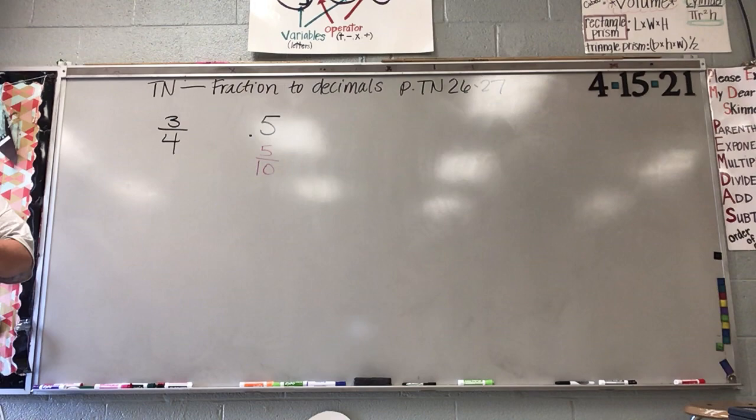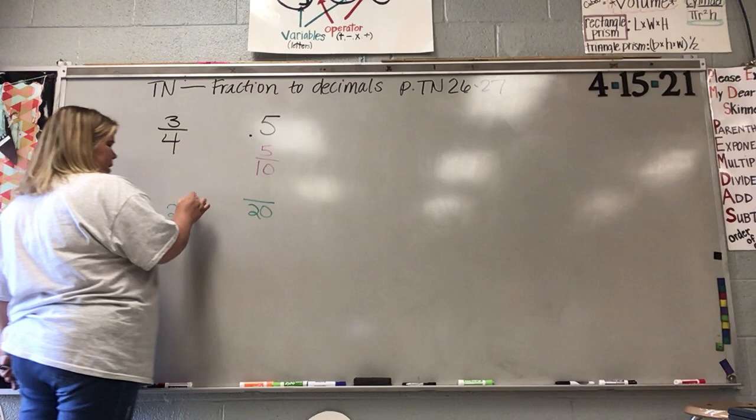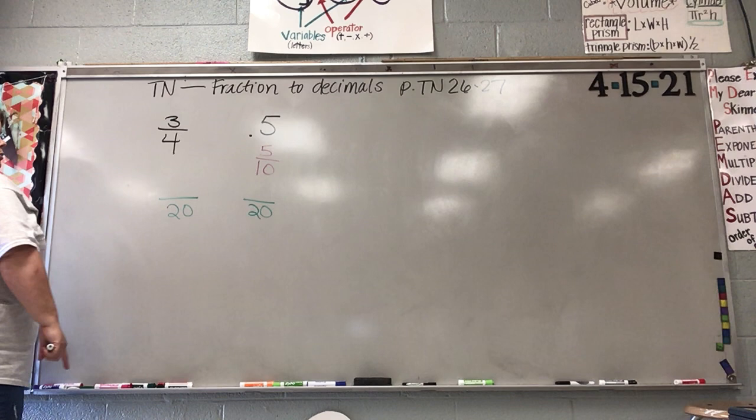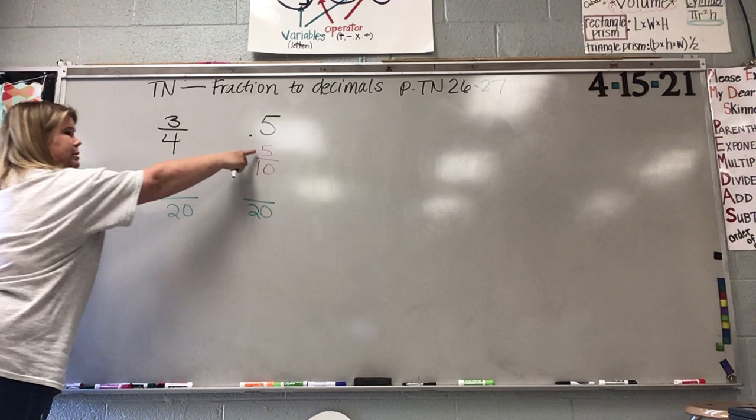20. 20 would be the common denominator. Or you could do 40. You could do 40, but 20 is your smallest, right? It's your least common denominator. Good job, Rach. Now, so the question is, if I've changed my bottoms, what have I got to do to the top? Change them.